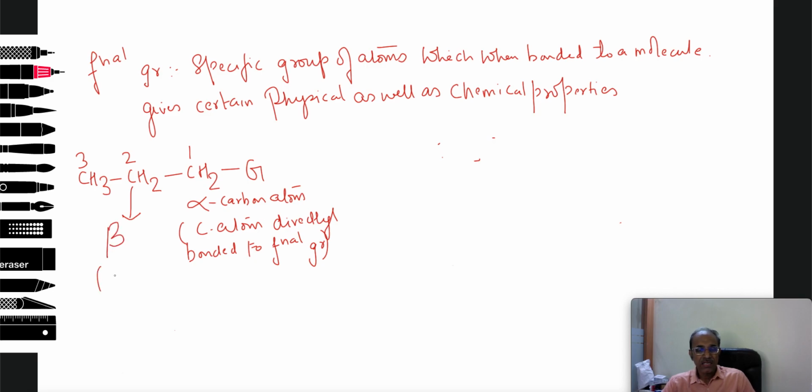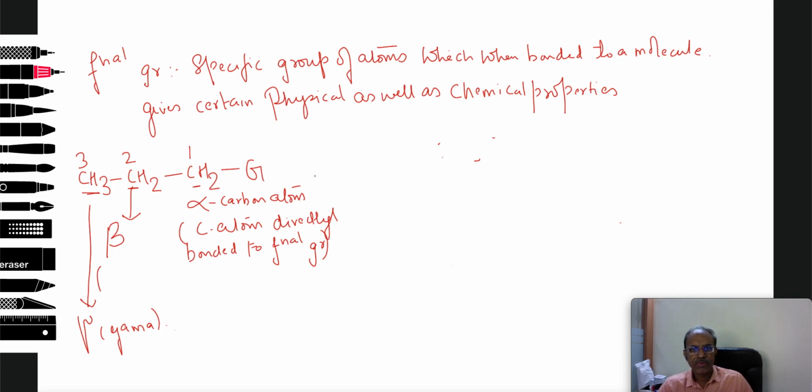That means the second carbon atom which is bonded to the functional group is known as beta carbon atom, and the third carbon atom which is bonded to the functional group, this is the first, this is the second, and this is the third, so this is known as gamma. Alpha, beta, gamma carbon atom. That means depending upon the position from the functional group, these three names are given, right?